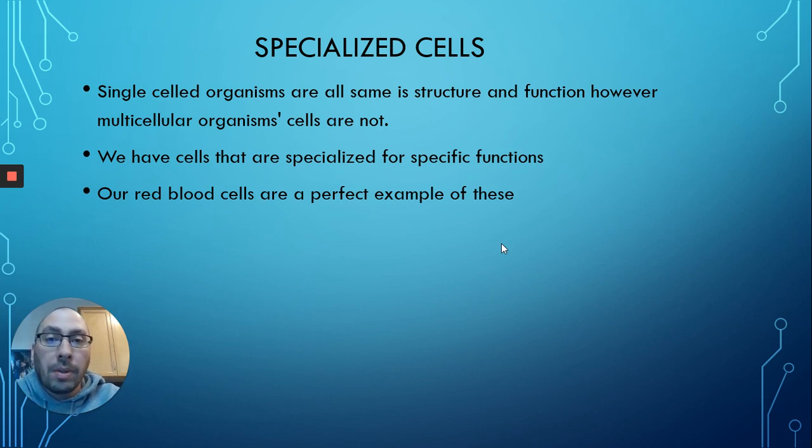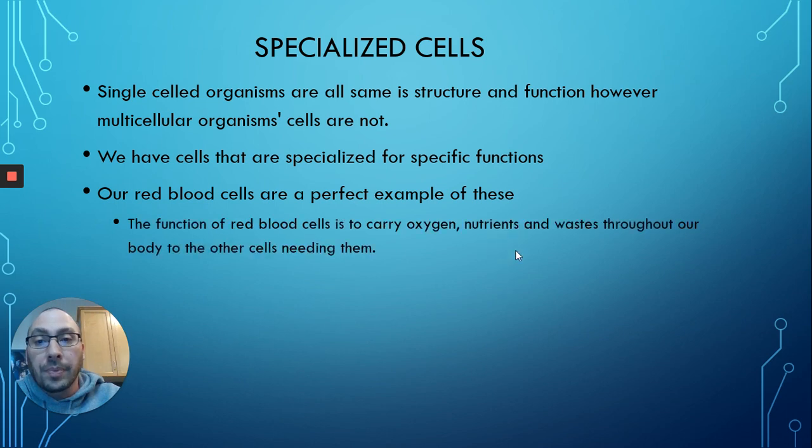We'll talk more about red blood cells when we get into the circulatory system and when we start talking about diseases. But our red blood cells are a perfect example of a specialized cell. If you didn't know, the function of the red blood cell is to carry oxygen, nutrients, and waste throughout the body to the other cells that need them. The nutrients and the oxygen go to the cells. When it gets to the cells, it picks up waste like carbon dioxide and waste produced through digestion and takes it and gets rid of it out of our body.